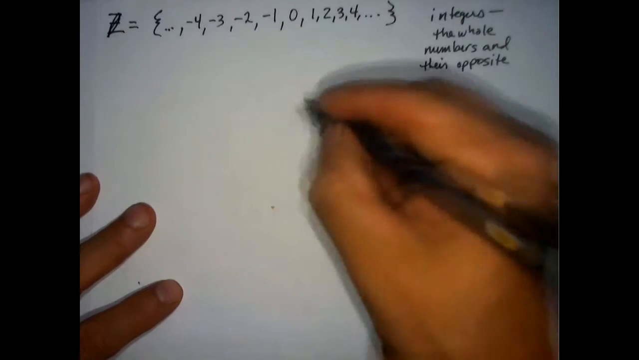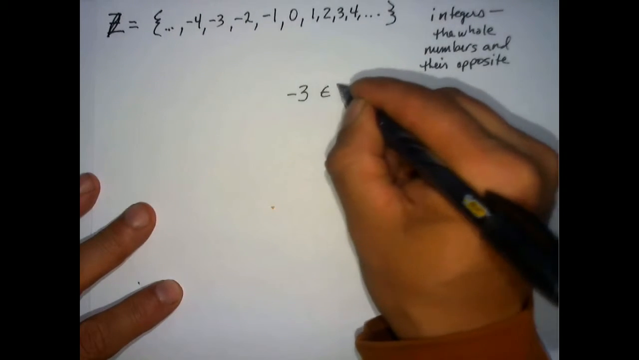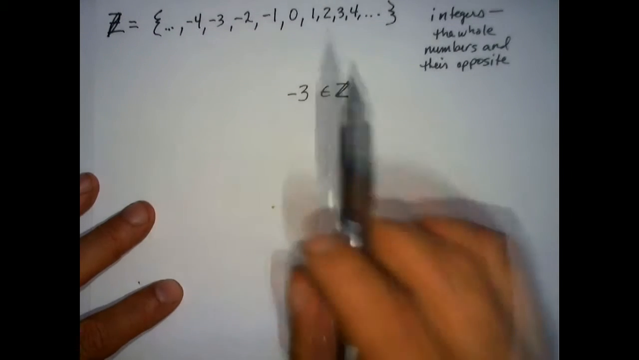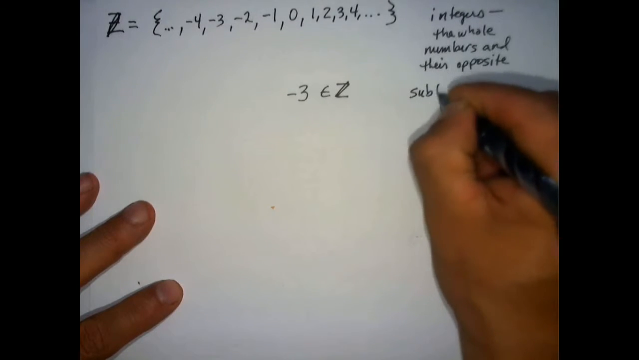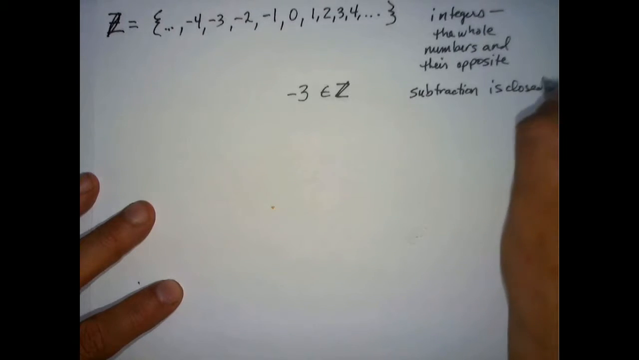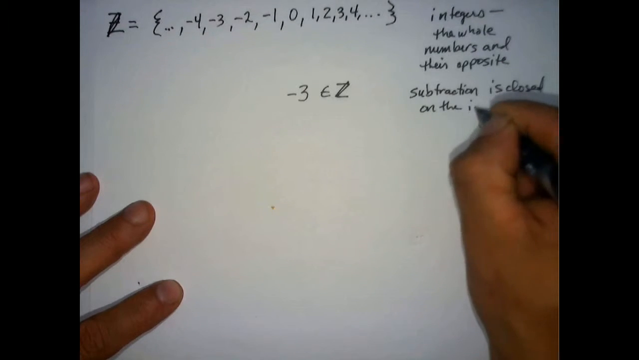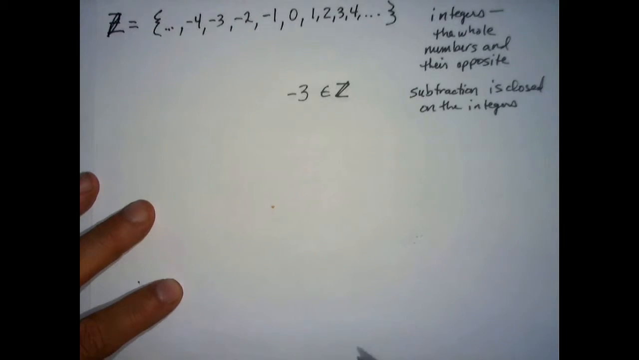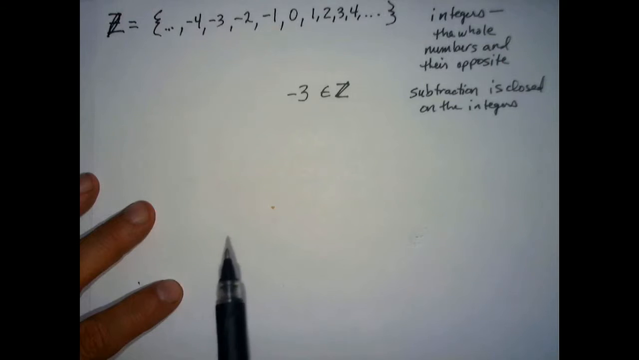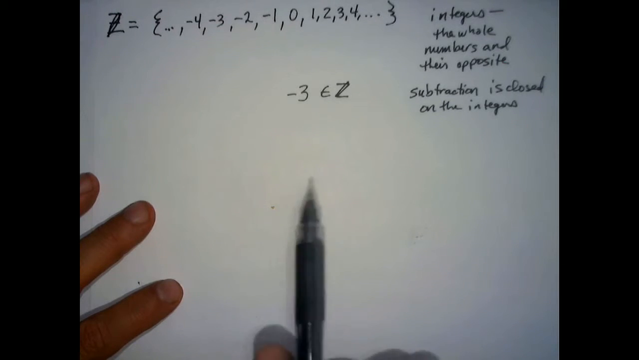Okay. So if I say -3 belongs to Z, that means -3 is an integer, and that's true. And now that we have this new set of numbers, we can say that subtraction is closed on the integers. But addition is also closed on the integers. If you add two integers, you're going to get an integer. And multiplication is closed on the integers. So we have three operations for the integers. Okay. Division is not closed on the integers, and we'll get to that in a minute.